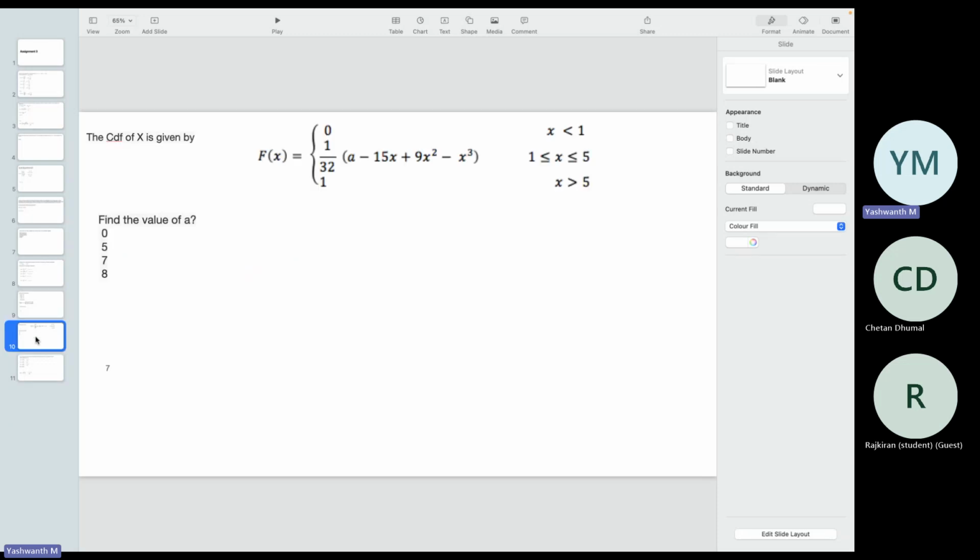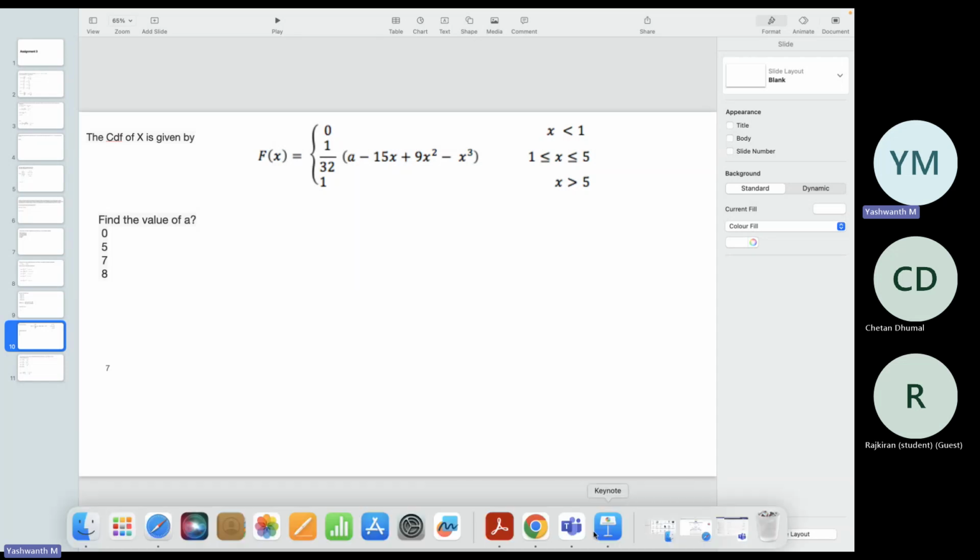Okay, so yeah, this is a simple question. The CDF of X is given like this, right? Some form. So what is the value of A for this to be a valid CDF? Again, you have to use that crucial property, the right continuity of the CDF. So let me show the answer.